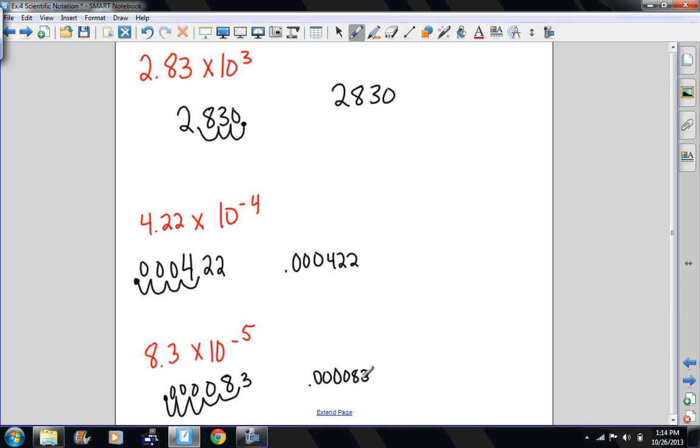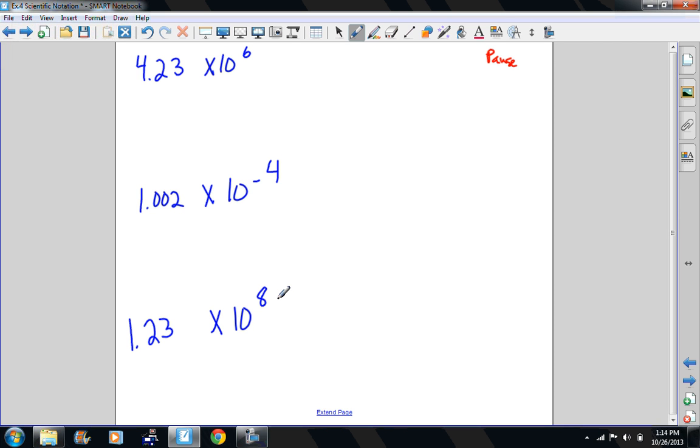Okay? It's important to actually count it out and not say we're just going to add 4 zeros because we actually don't. It's important to count each direction. Okay, so that's going from scientific to regular notation. So I want you to try these on your own and see how they go.